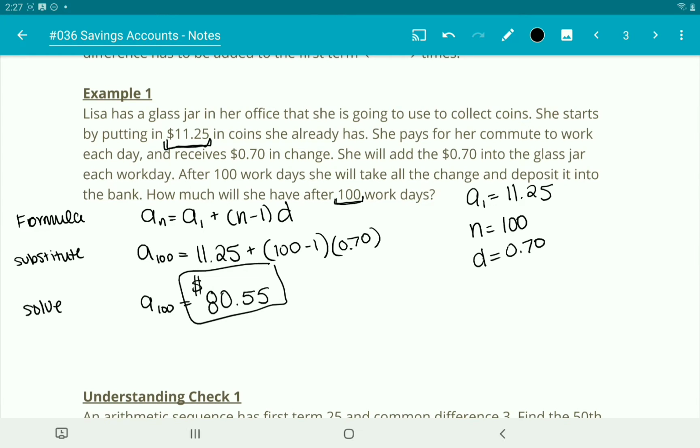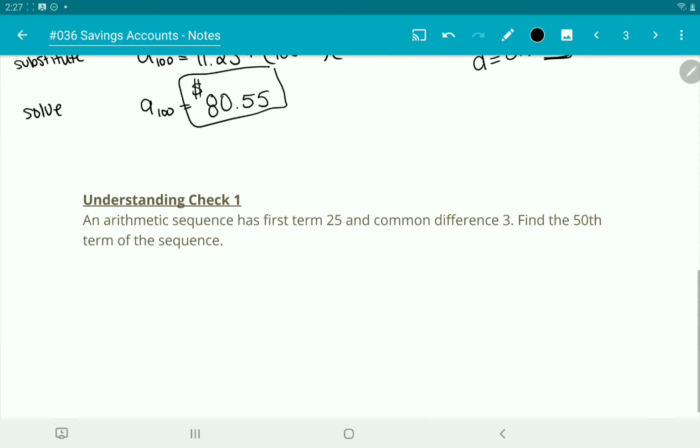So again, go ahead and start with the formula and write out your variable values over here that you got. Substitute those values in. So n was 100, so we replaced that there. Here's a1, we replaced it with 11.25. n, once again, we replaced with 100. And d, we replaced with 0.70. Then you're just going to solve.